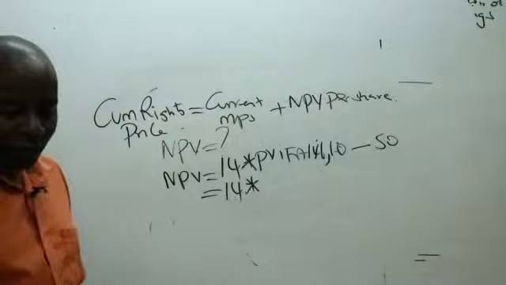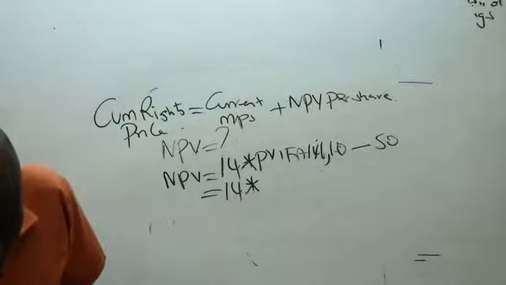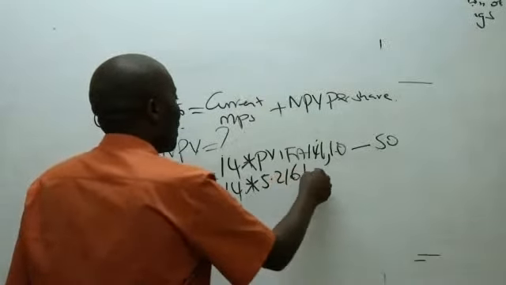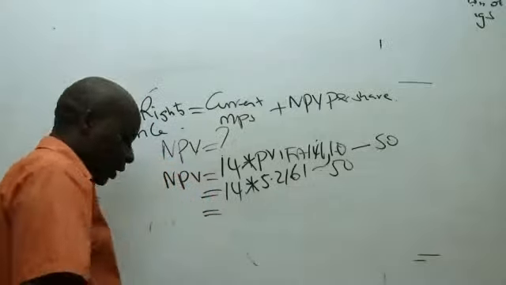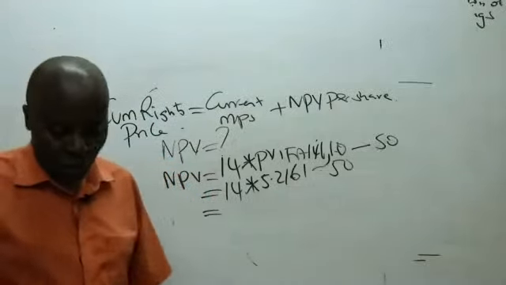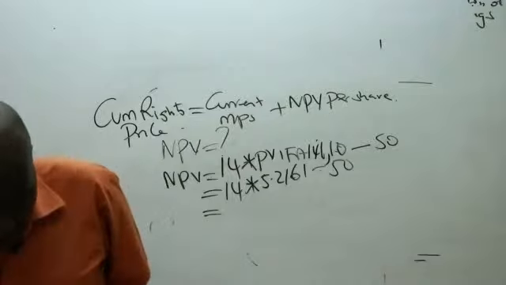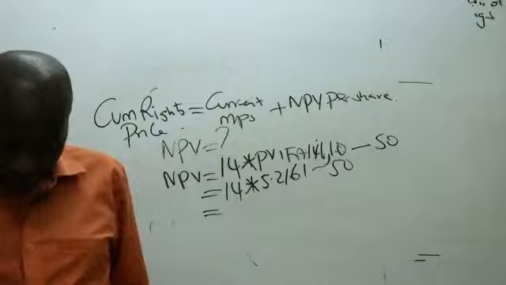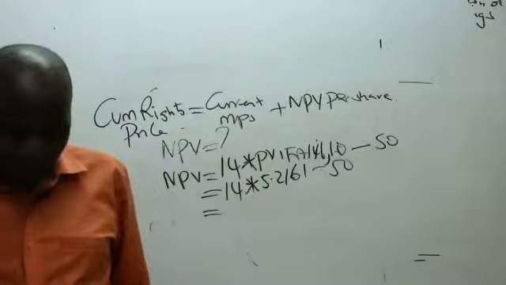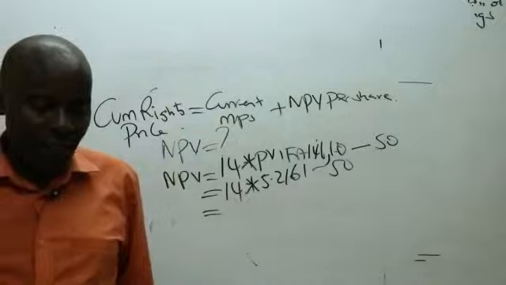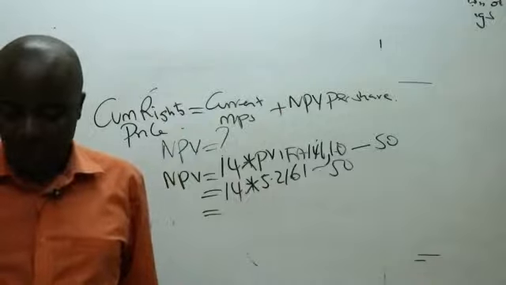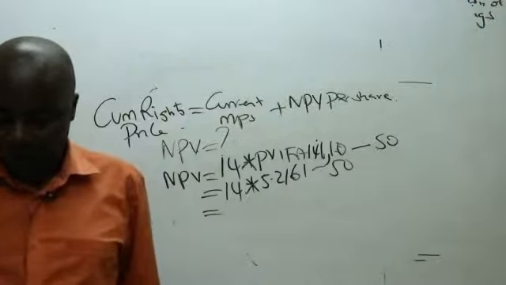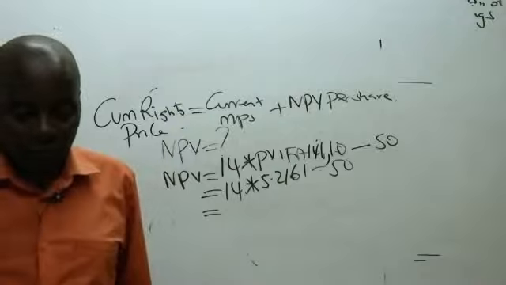Ladies and gentlemen, if we have this, what figure are you getting? 5.2161. We have here 14 times 5.2161 minus 50. If I do that, I'll be able to get the total net present value. So in this particular case, my total net present value will end up giving us what figure?